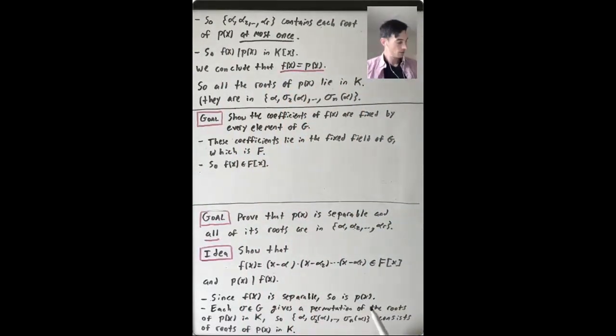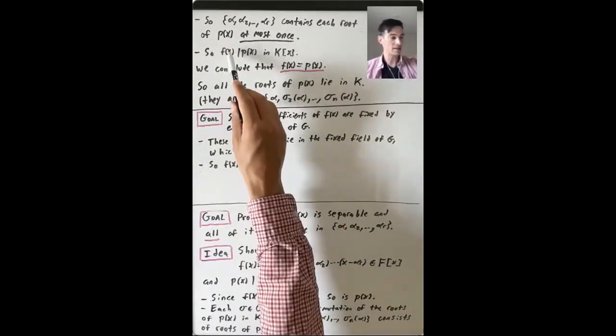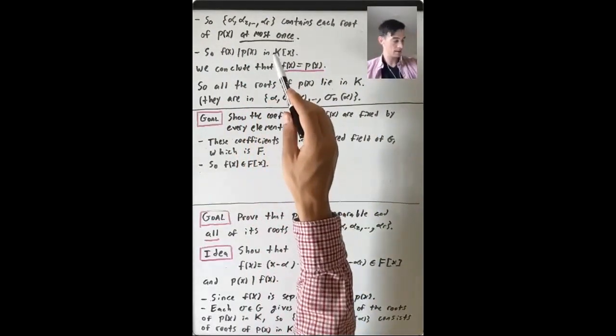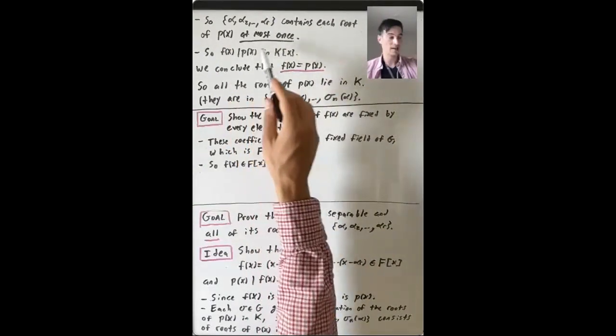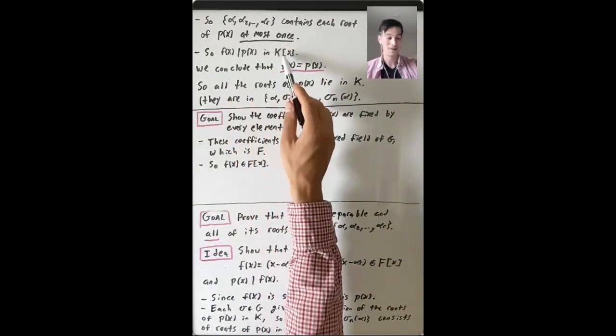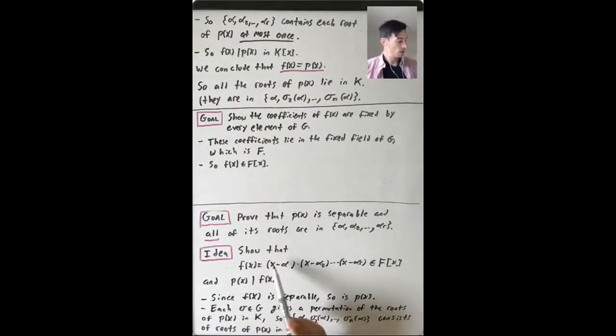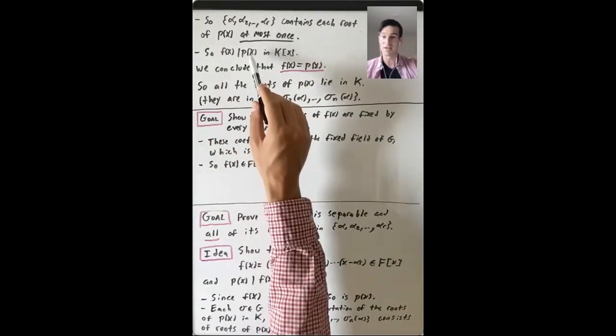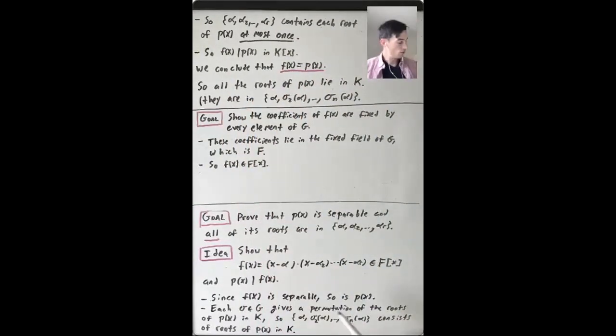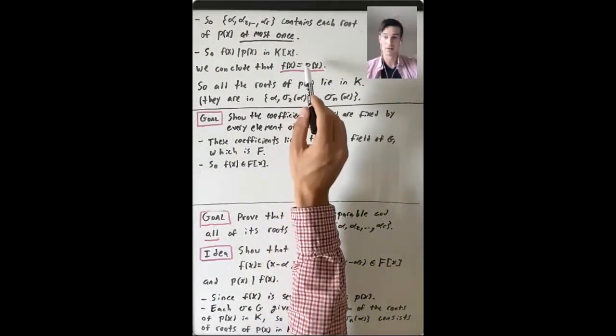So what does that mean? That means that f of x divides P of x in K bracket x. Because if we look at the roots of f of x, they are contained in the set of roots of P of x. So if we've shown that P of x divides f of x, here we just explained why f of x divides P of x. So if we have division each way, these polynomials must actually be equal.